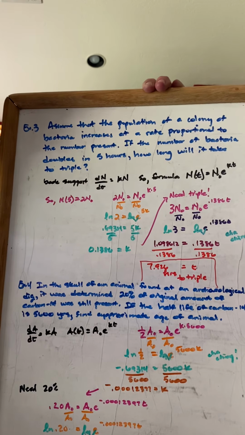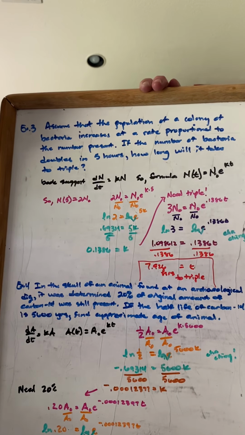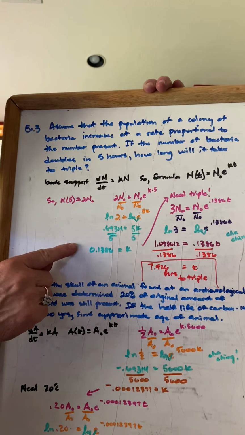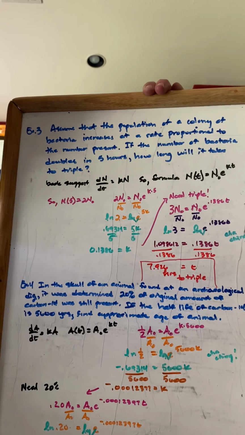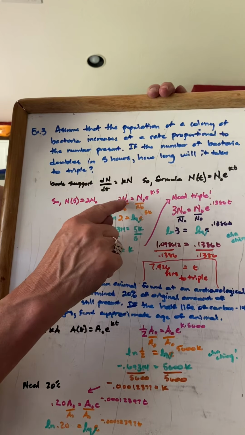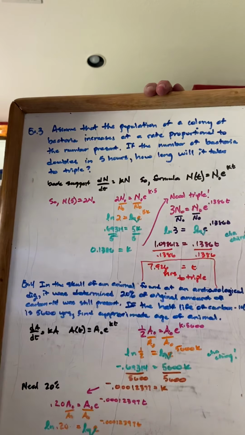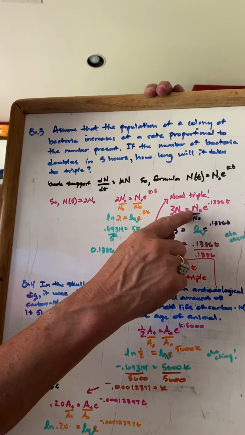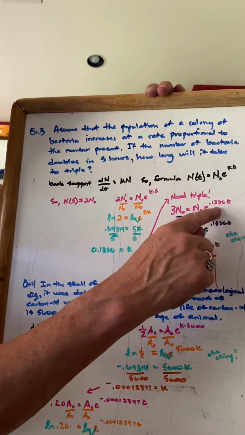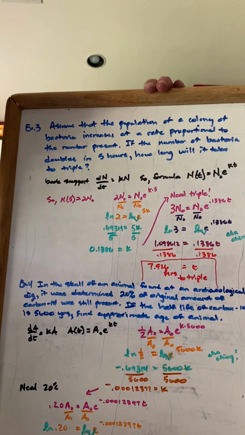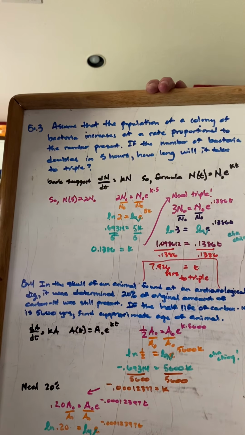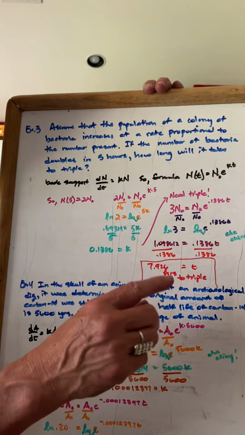You have not found what it does to triple. So you have to put the k back into the original equation and find out when it triples. So instead of 2N sub 0, you're going to do 3N sub 0 for triples, equals N sub 0 e to the kt, e to the 0.1386t. So you always have to find k first. I believe we did this when we did natural logs.